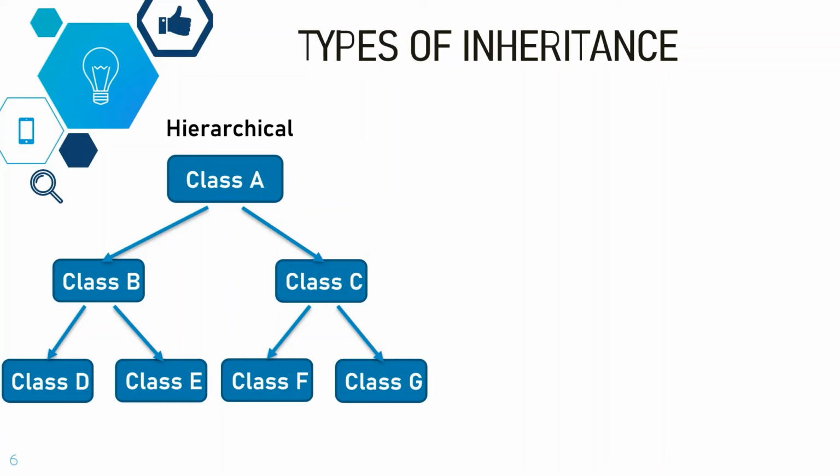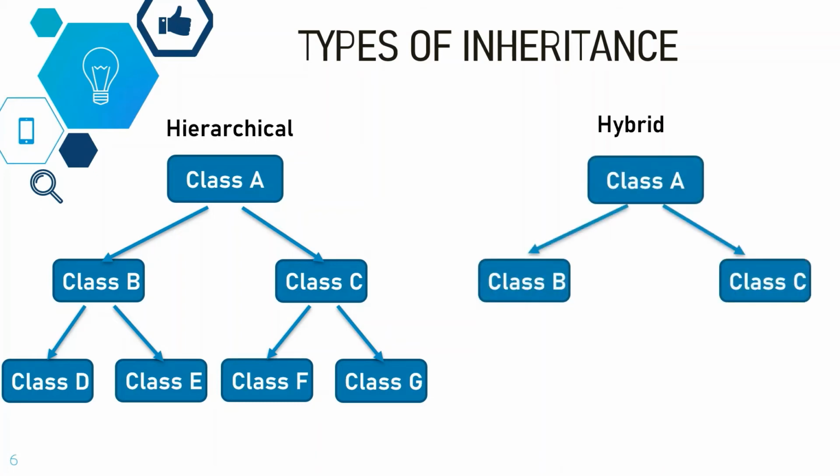The next type of inheritance is the hybrid inheritance, wherein you have a parent class A and this class is inherited by two child classes B and C, and these two child classes are further inherited by a single child class D. So this class D will inherit properties from class B, class C as well as class A. Now this is the type of inheritance that leads to a diamond problem.